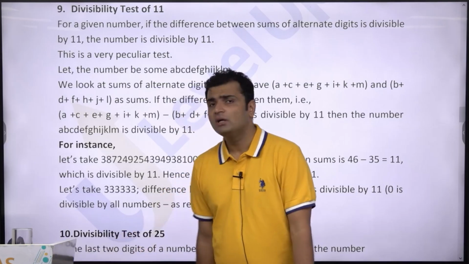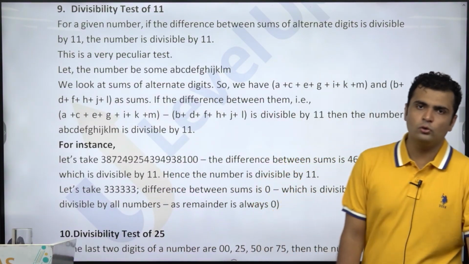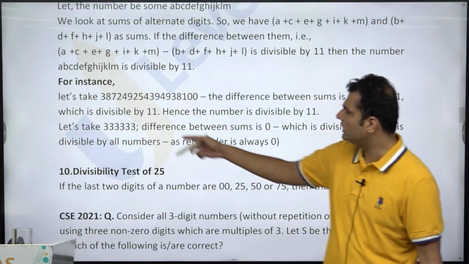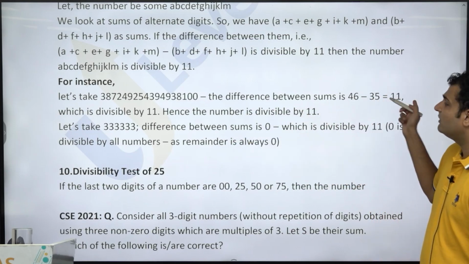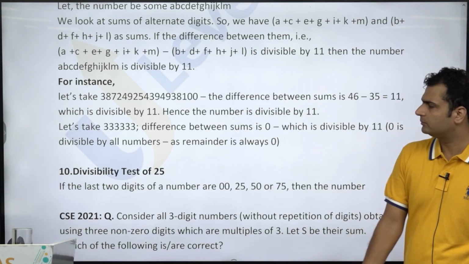then that number would be divisible by 11. In the original booklet that has been uploaded on my channel, there are some practice questions. You may want to refer to that. Explanation है ये सब. ये देखो, ये number एक दिया है. The difference between the sums is 46 minus 35, which is 11, which is divisible by 11. Hence, this number is divisible by 11.